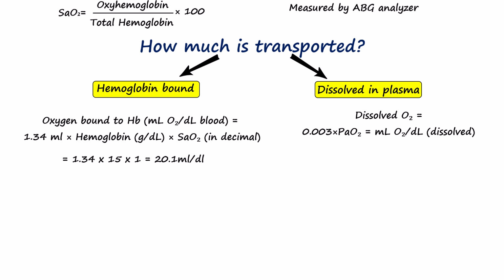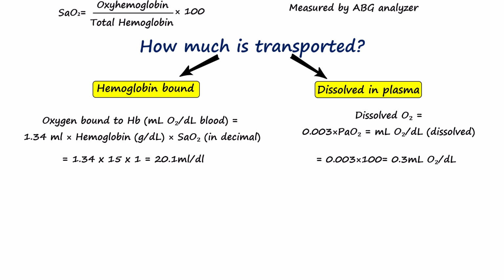This constant represents how much oxygen dissolves in plasma for every millimeter of mercury of partial pressure. To calculate the amount of dissolved oxygen, this solubility constant is multiplied by the arterial partial pressure of oxygen. For example, if the partial pressure is 100 millimeters of mercury, the dissolved oxygen equals 0.003 multiplied by 100, which results in 0.3 milliliters of oxygen per 100 milliliters of blood.